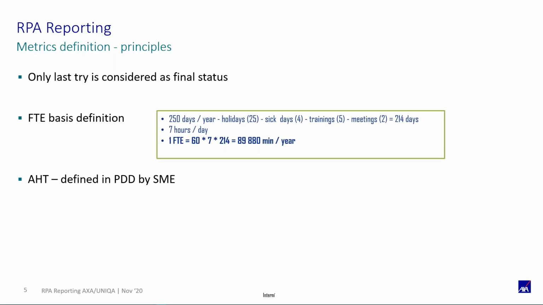What is important input into the reporting is average AHT, average handling time, which is the time that would take a human worker to perform the process. And on the basis of this, we are evaluating and calculating the time returned to business.